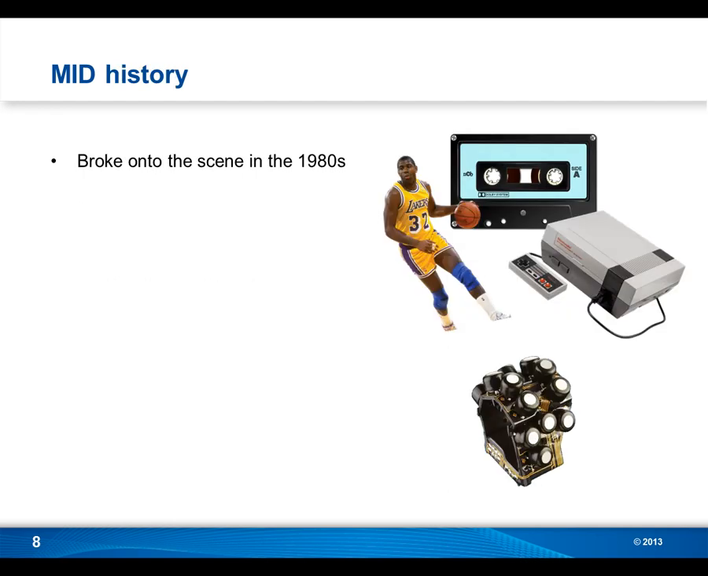A little bit about the history of MIDs. So MIDs, like myself, Magic Johnson, cassette tapes, and the NES, broke onto the scene in the 1980s. Now, there was a lot of buzz about MIDs and a lot of trade magazines and other industry sources, but despite the early fanfare, they didn't really catch on.